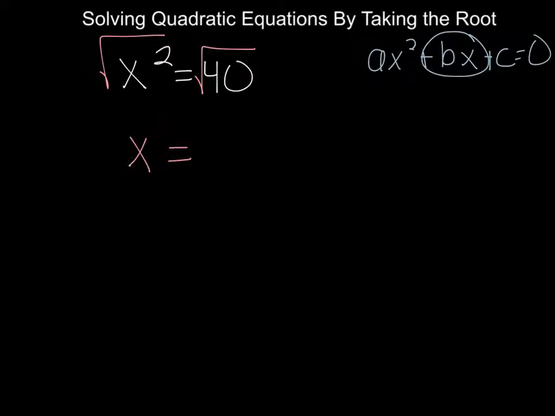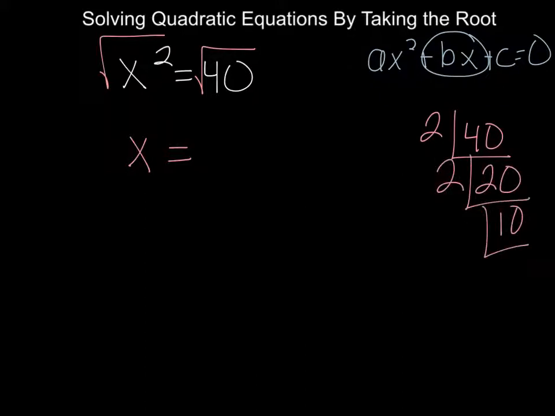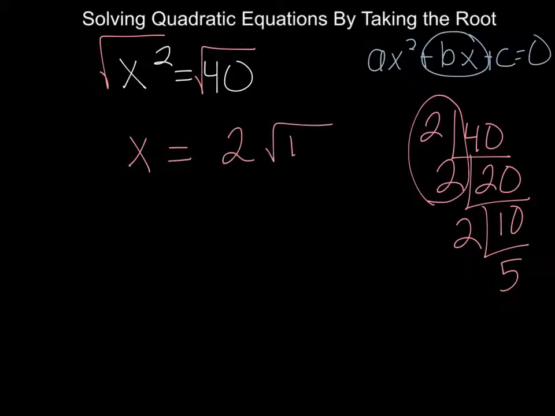Now the 40 needs to be simplified. So we'll come over here, that's 2 times 20, 2 times 10, 2 times 5. So there's a pair of 2's that come out, a 2 and a 5 that stay in, which would be 10.